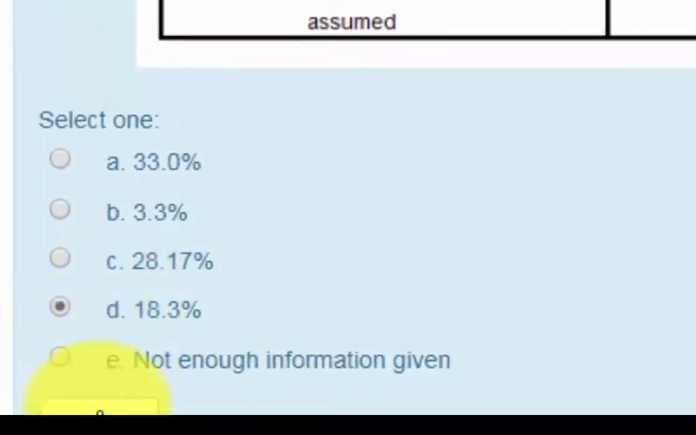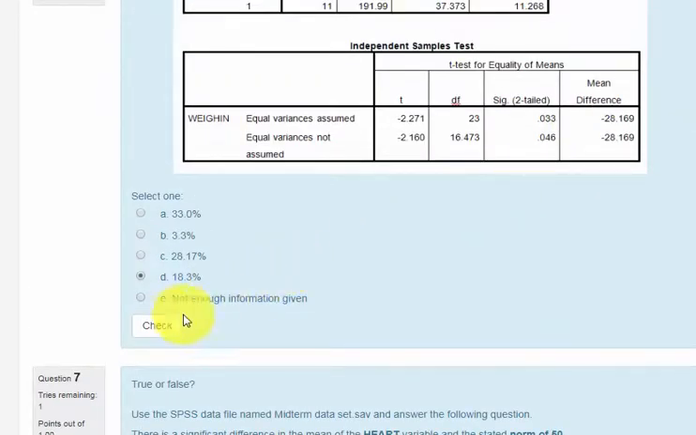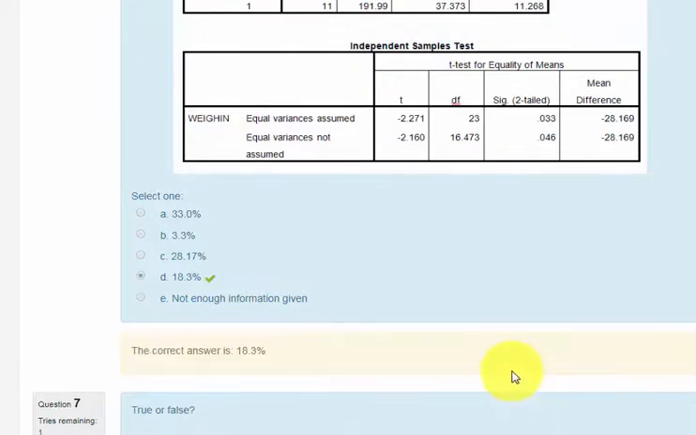So I'm going to check that one. See if that's the right answer. Get in there, you. And by gum, we got it right.